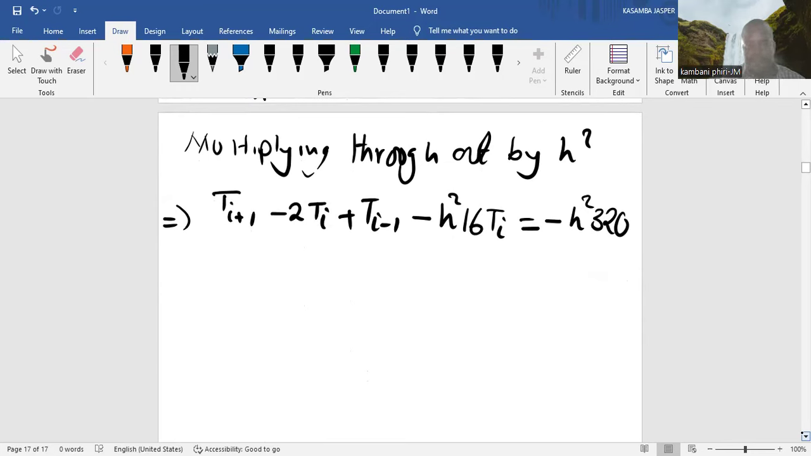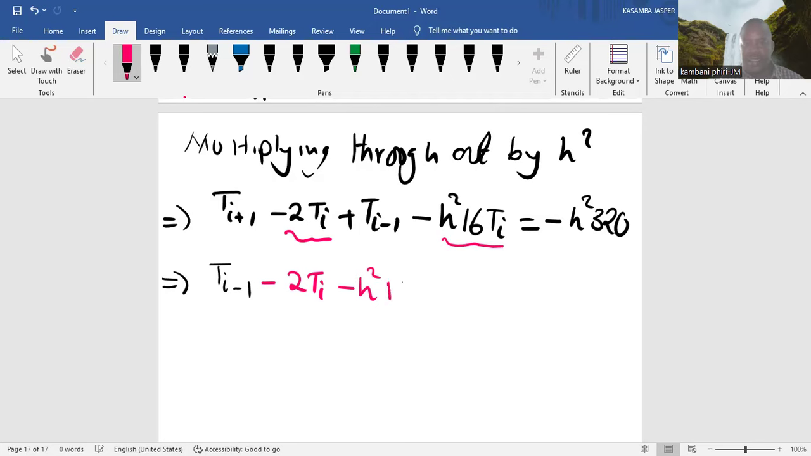Okay, so I can start with the ti minus 1. So I have ti minus 1 because I'll move from 1 up to 4 in terms of equations. So you have maybe t1, t2, and so on and so forth. So it's better to start with t1, ti minus 1. Then you can put this and this one together. So you're going to have minus 2ti minus h squared 16ti plus ti minus 1 is equal to negative h squared 320.